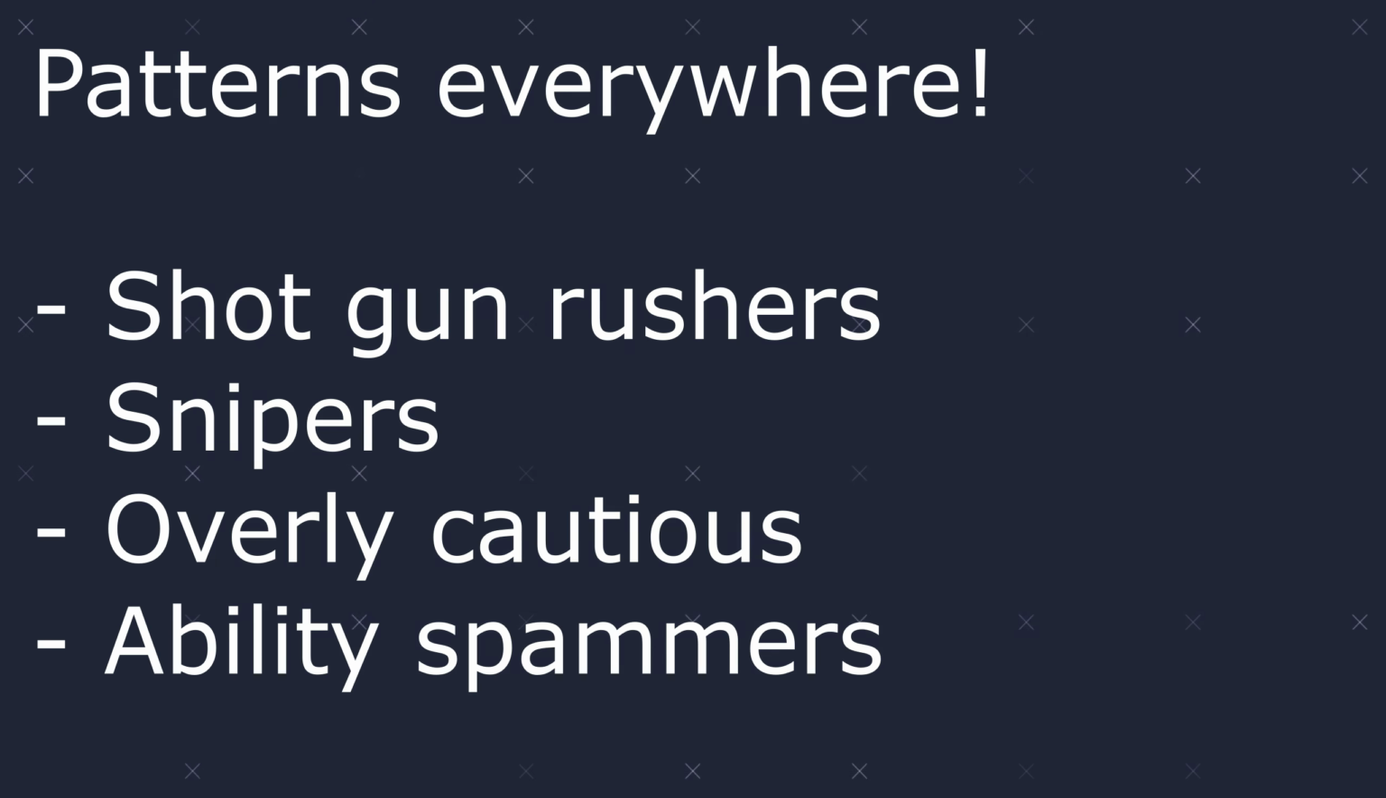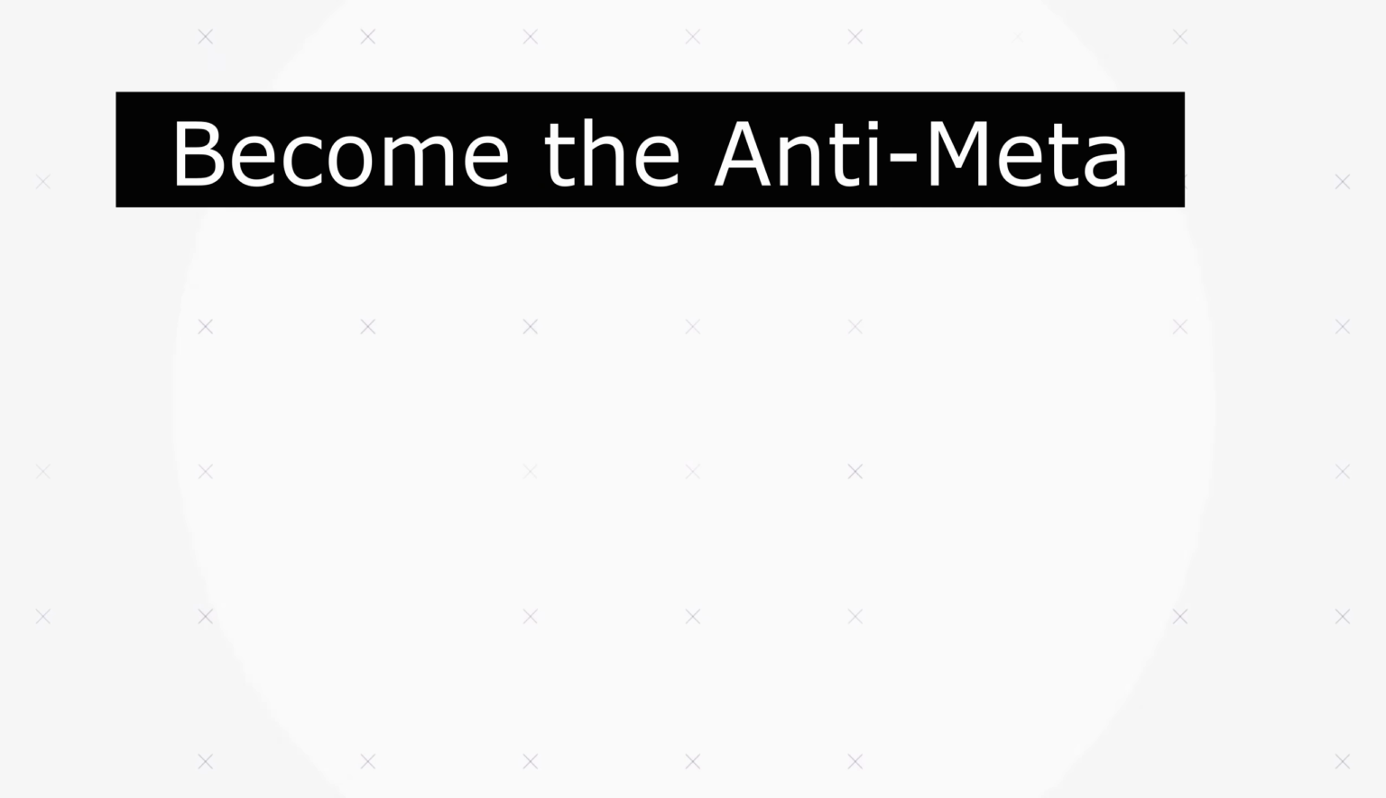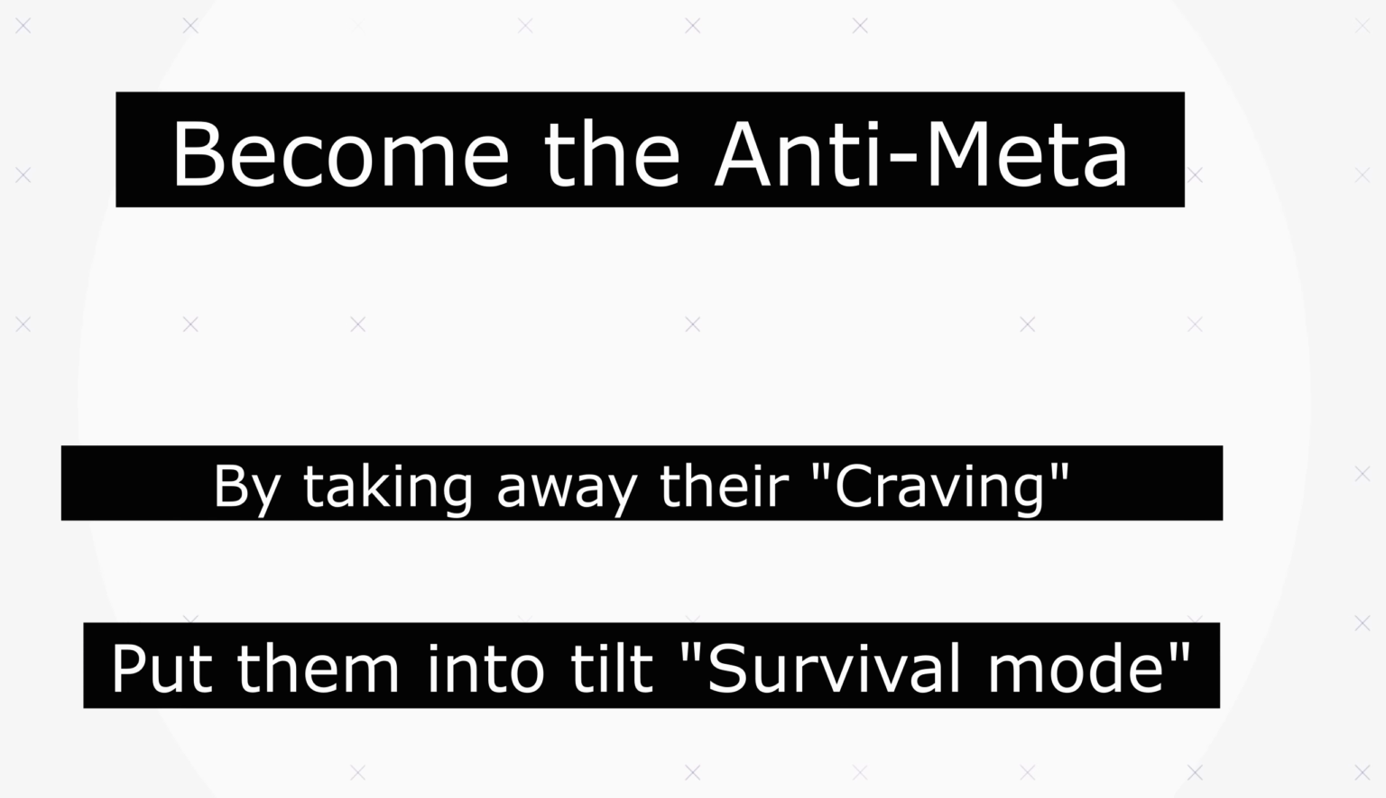Here are some of the patterns that I've noticed going on right now in the Crucible. Shotgun rushers, you're going to see gameplay of all of this, by the way. Overly cautious people, ability spammers, things like that really do add up. So what I need you guys to work on doing is becoming the anti-meta to that specific player. And we're going to call them out, we're going to look at them, we're going to see what they are.